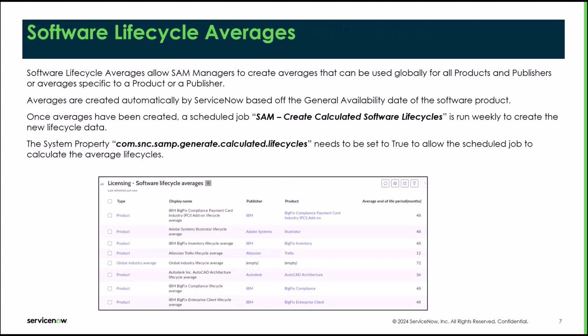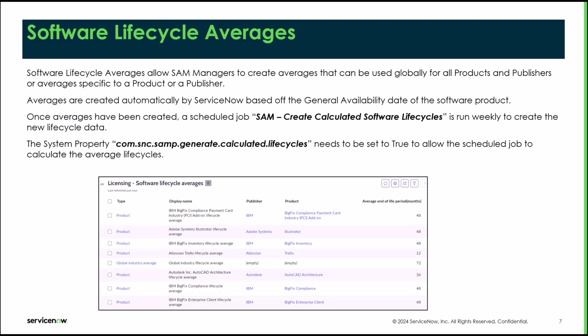The next way to create some lifecycle data is by using software lifecycle averages. That allows the SAM manager to create an average that can be used globally for all products and publishers, or averages that are very specific to a product or very specific to a publisher. These averages are created automatically by ServiceNow using the general availability date of the software product.